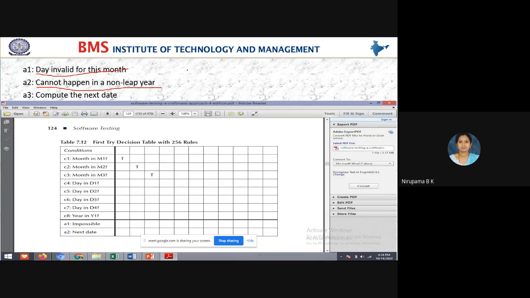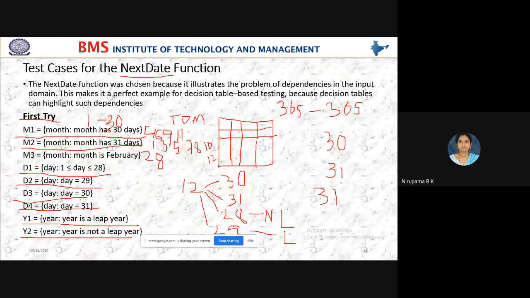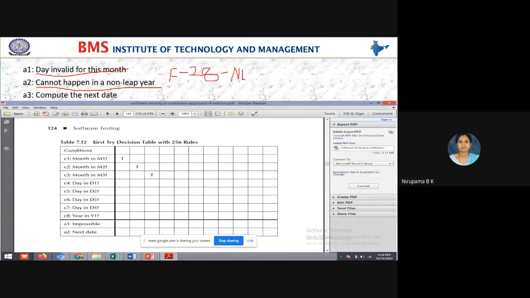See, non-leap year means what? The month which has 28 days only. If February has 28 days, then what do we say, students? It is a non-leap year. Yes. In the previous slide also I have written: if the month has 28 days, that is NP. NP is non-leap year. Here, this is also a non-leap year. What cannot happen in a non-leap year?